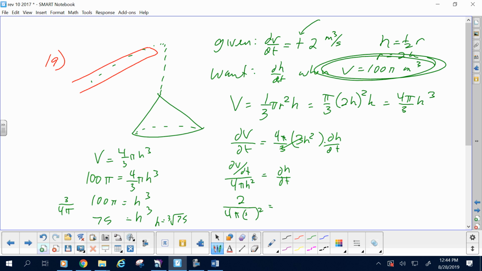So there's my answer. The only thing left I have to put on is the units. What are the units? Change in height with time? Meters per second. Okay? Okay.